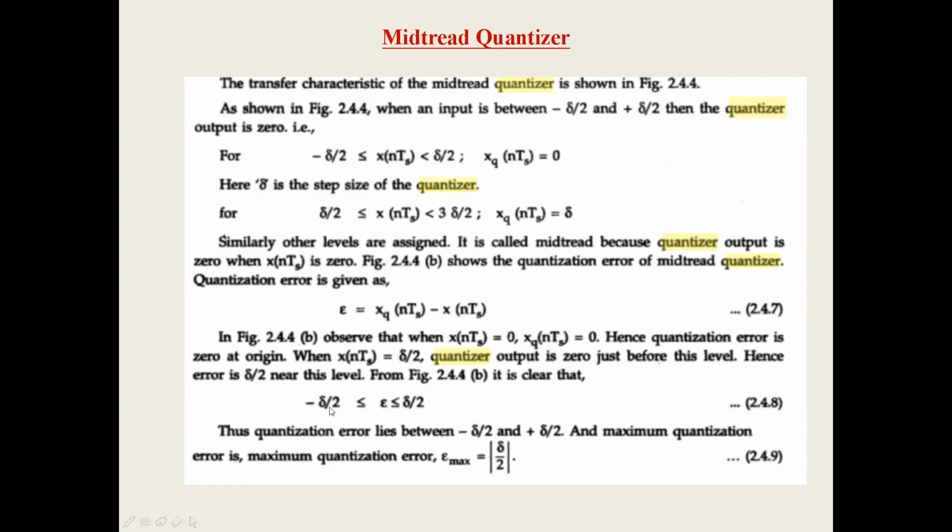So its value is minus delta by 2. So minus delta by 2 less than or equal to epsilon less than or equal to plus delta by 2 is the range of the quantization error present in the mid-tread quantizer. Thus the quantization error lies between minus delta by 2 to plus delta by 2, and the maximum quantization error in case of this mid-tread quantizer will be modulus of delta by 2.